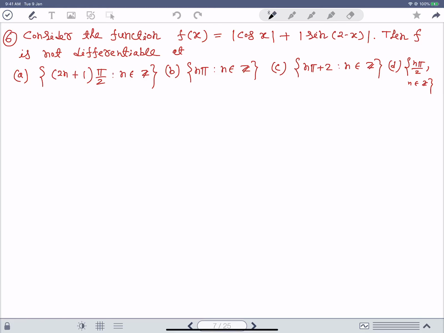Now, we have this one. Now, here also we need the concept of reflection.